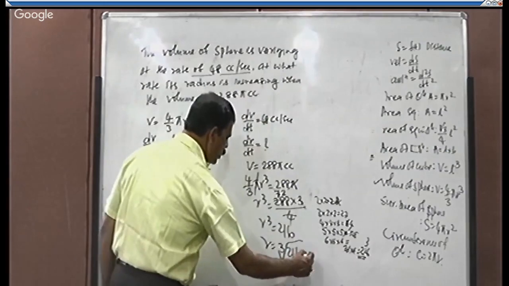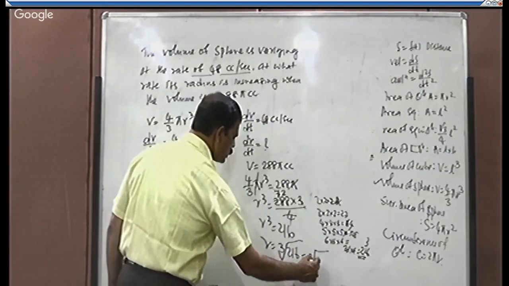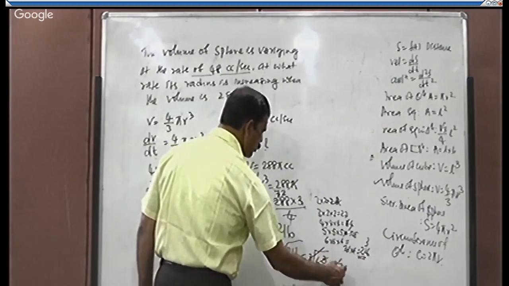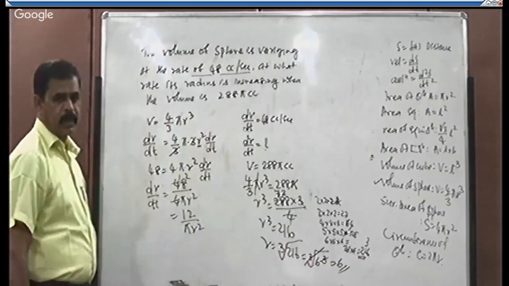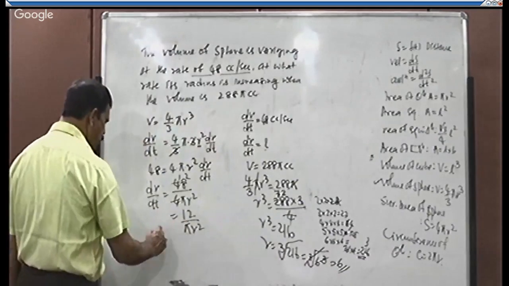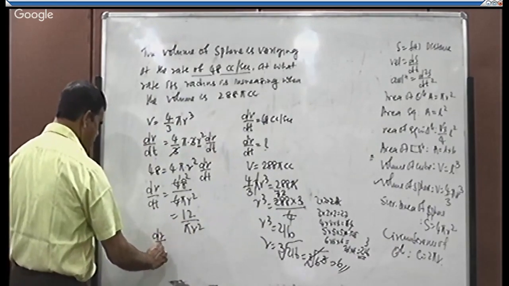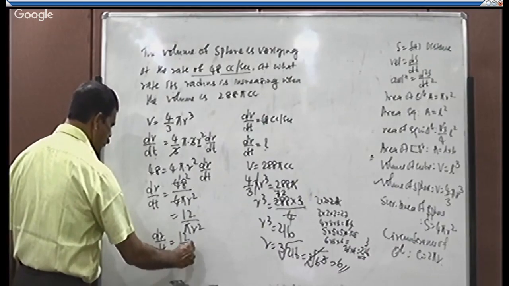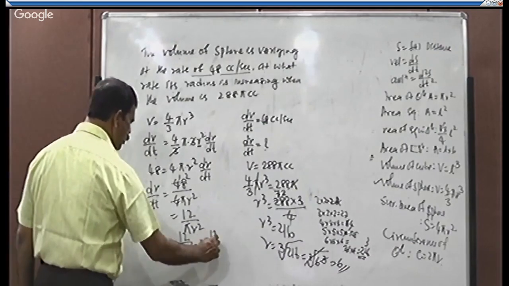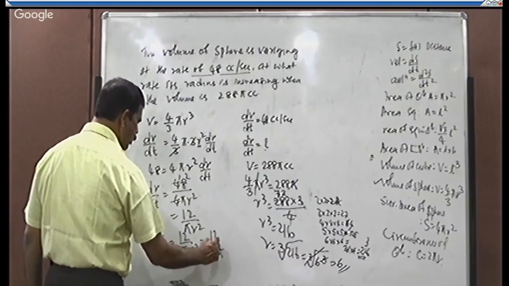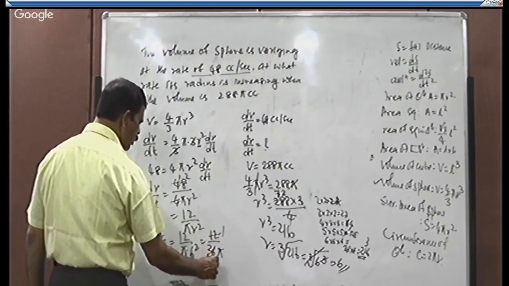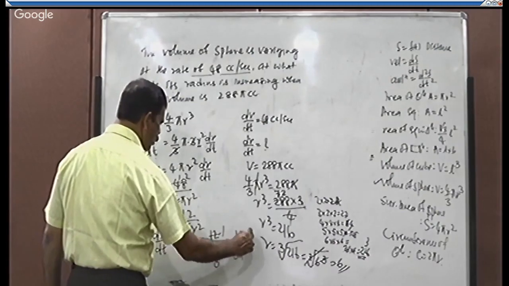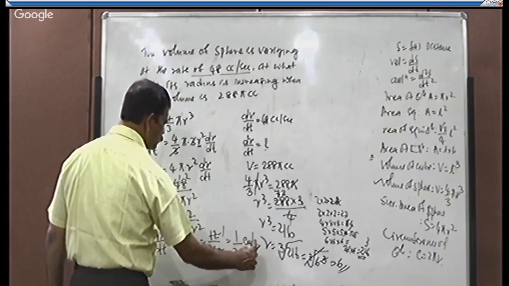So it can be taken as cube root of 6 cube. Cube root and 3 cancel. r is equal to 6. That 6 we have to substitute here. Therefore, dr by dt is equal to 12 divided by pi into 6 square, or 12 divided by 36 pi, which is 1 by 3 pi. Unit is centimeter per second.